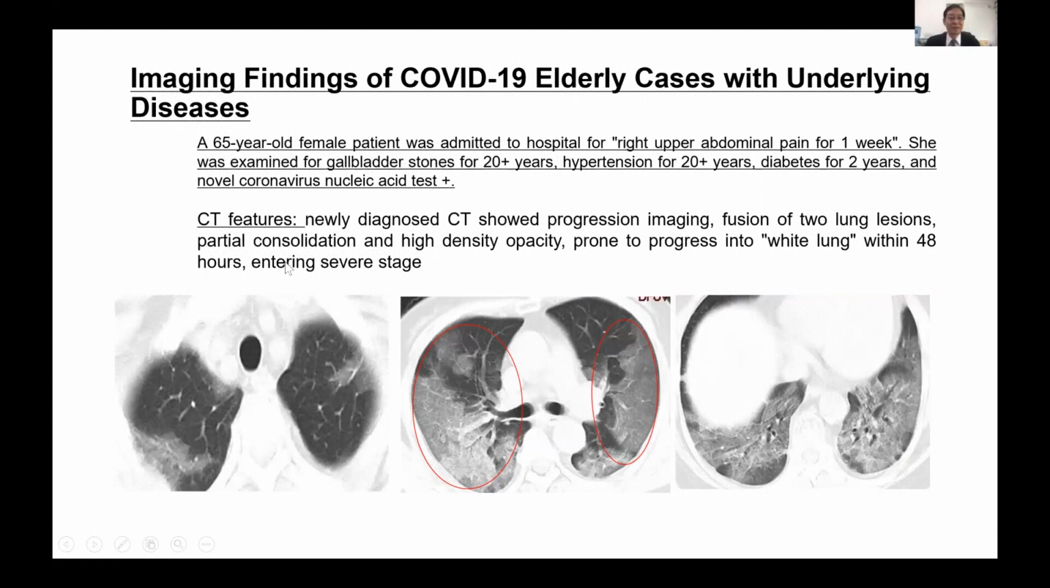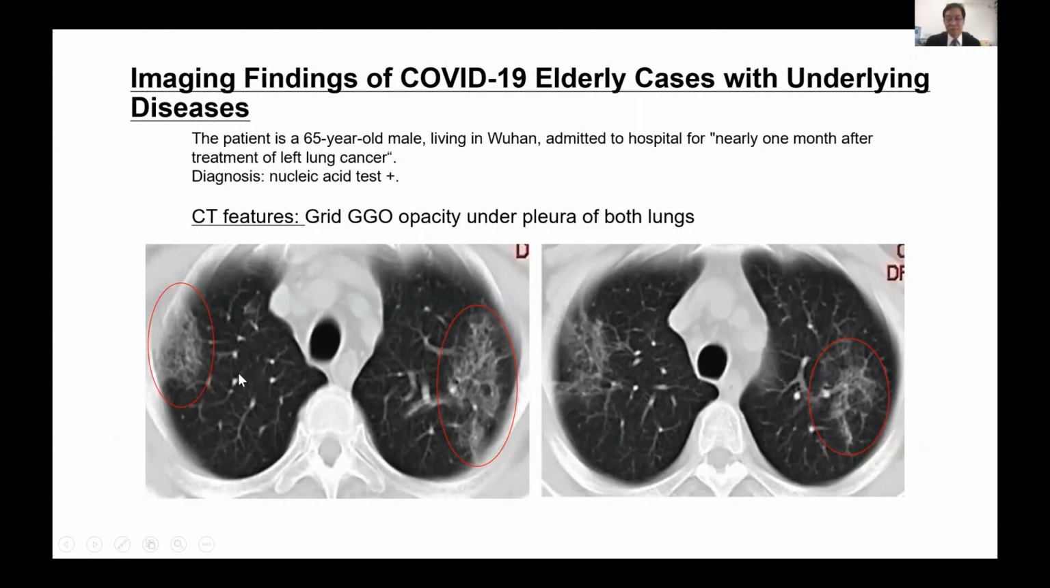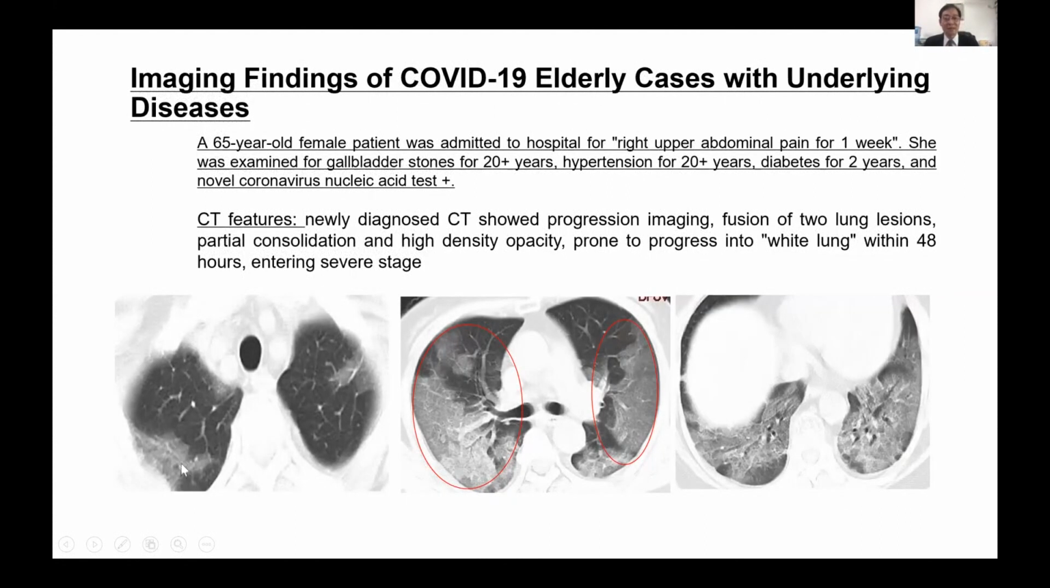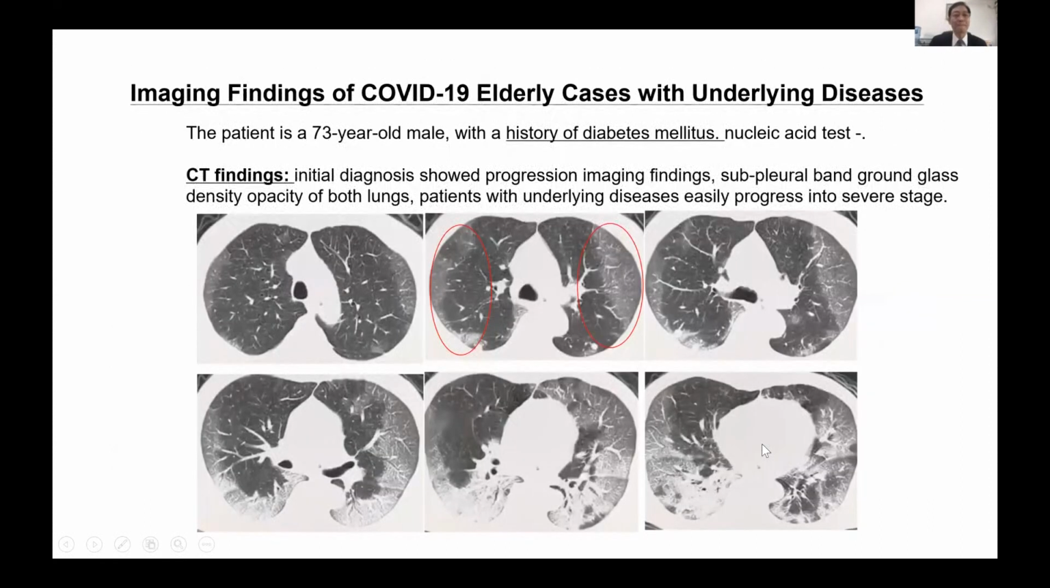Other elderly cases, CT manifestation shows rapidly progressing imaging, fusion of two lung layers, consolidation, and high density on CT. Proven to progress into white lung within 48 hours, entering the severe stage. The image findings are convenient for elderly cases with underlying disease.